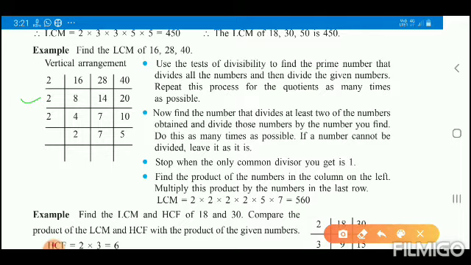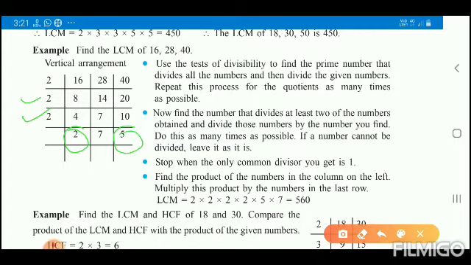Then just here if you see, 7 is a prime number, so we have to write it as it is. 4 is divisible again by 2, so the answer will come 2. And 10 is also divisible by 2, so you will get the answer 5.